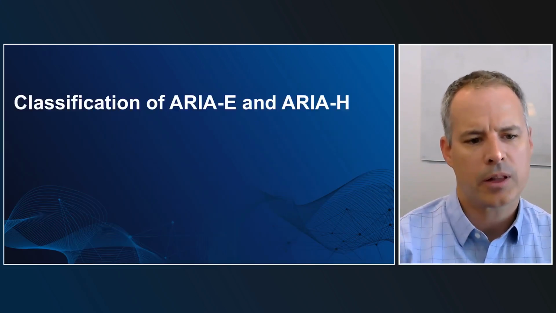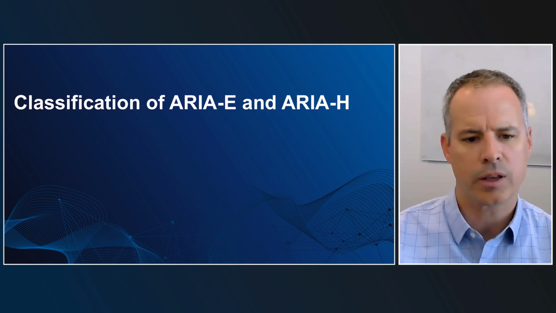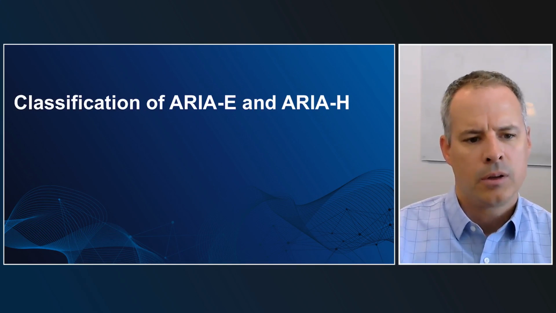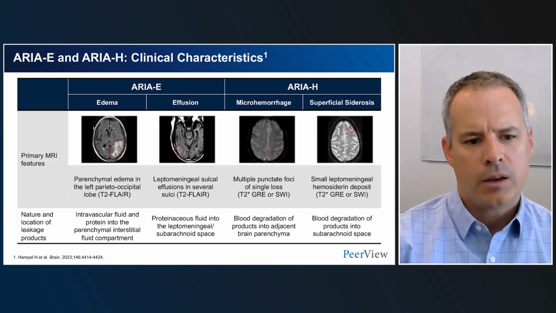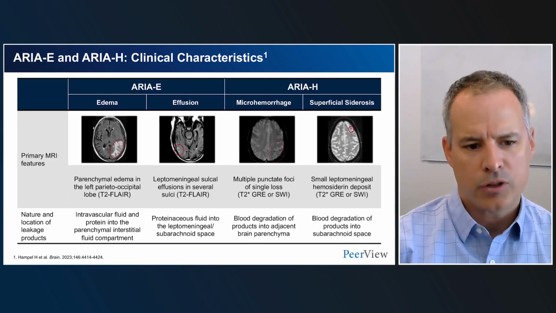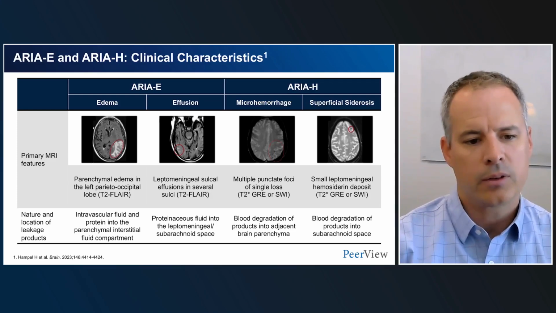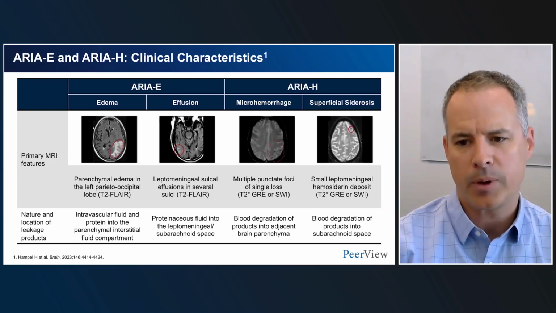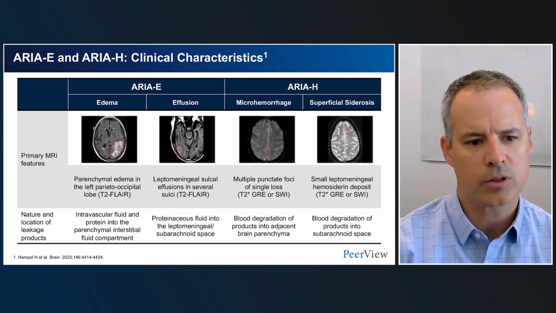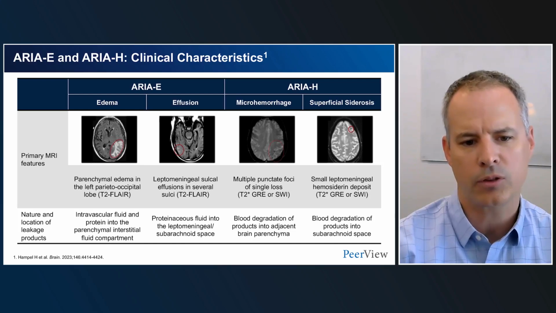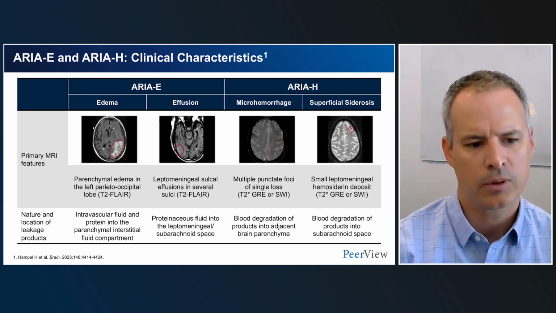So let's talk a bit about the classification of ARIA-E and ARIA-H. ARIA-E is classified by MRI features. These are imaging abnormalities, and it's primarily a FLAIR abnormality on the FLAIR sequences. You can see in the picture there's parenchymal edema. In this case, there's left parieto-occipital lobe parenchymal edema and effusion. There can be leptomeningeal or sulcal effusion of fluid that can be seen primarily on the T2 FLAIR sequences.